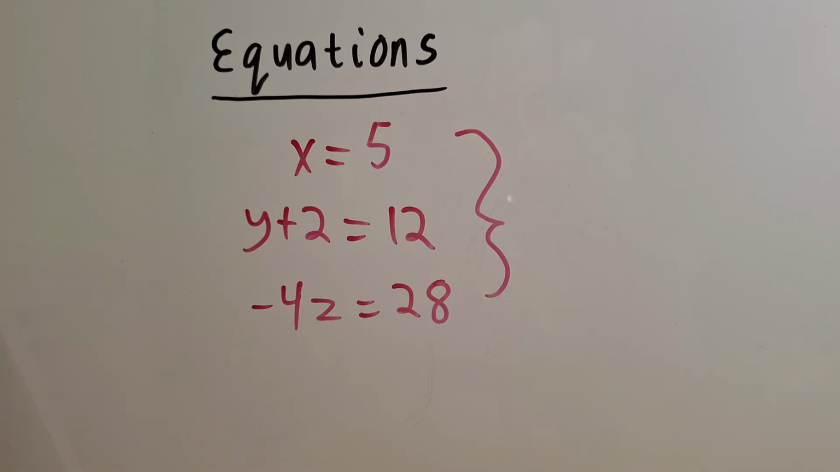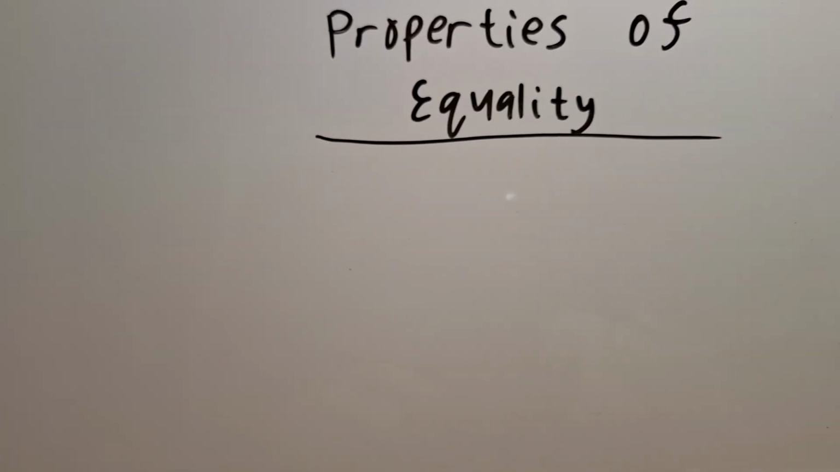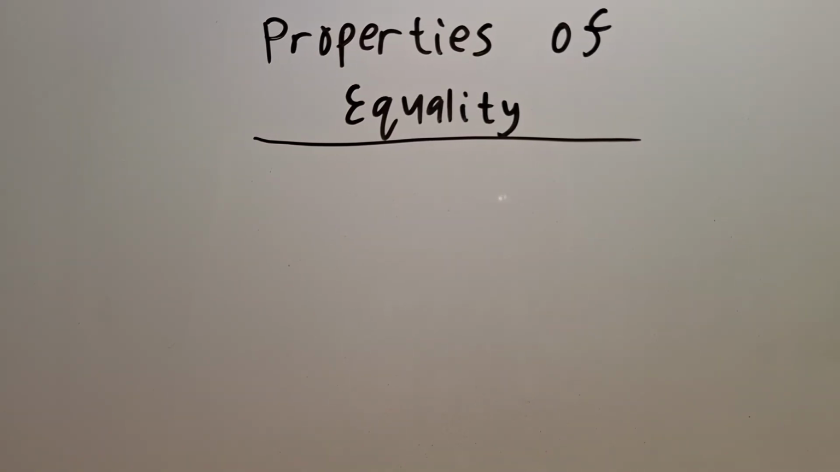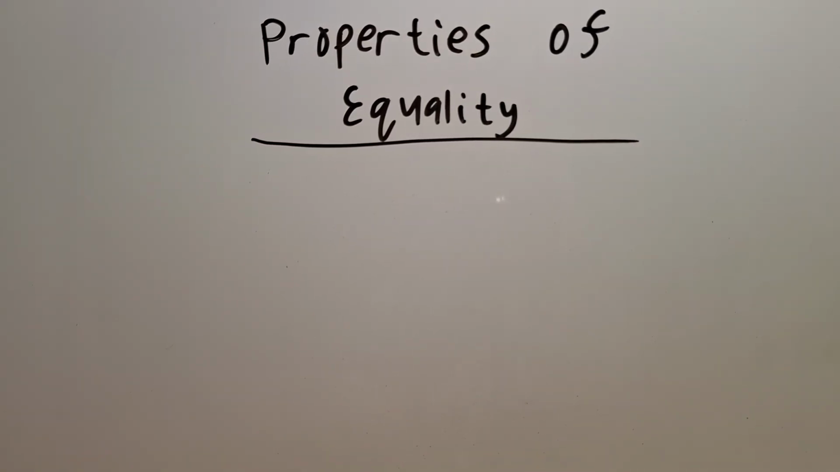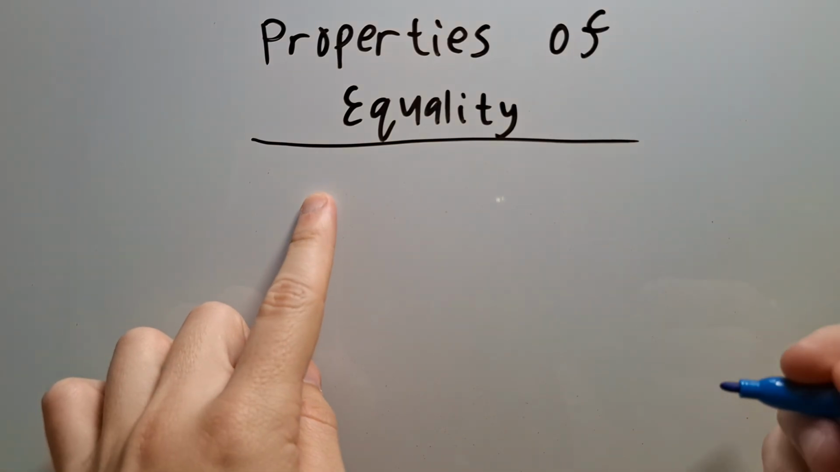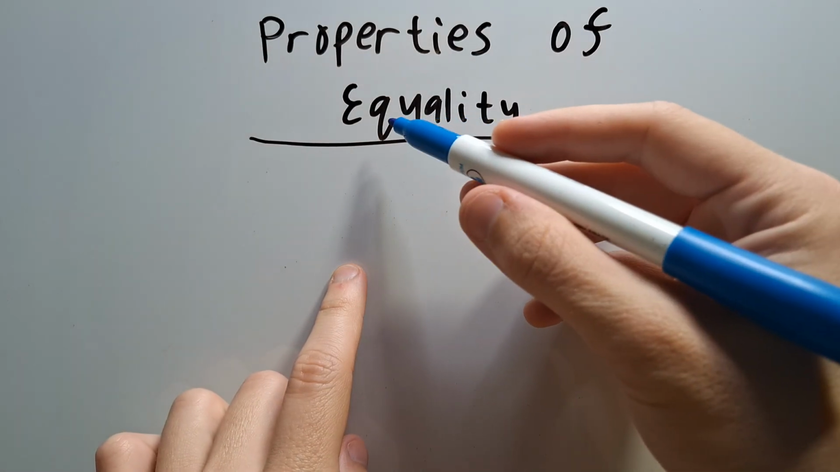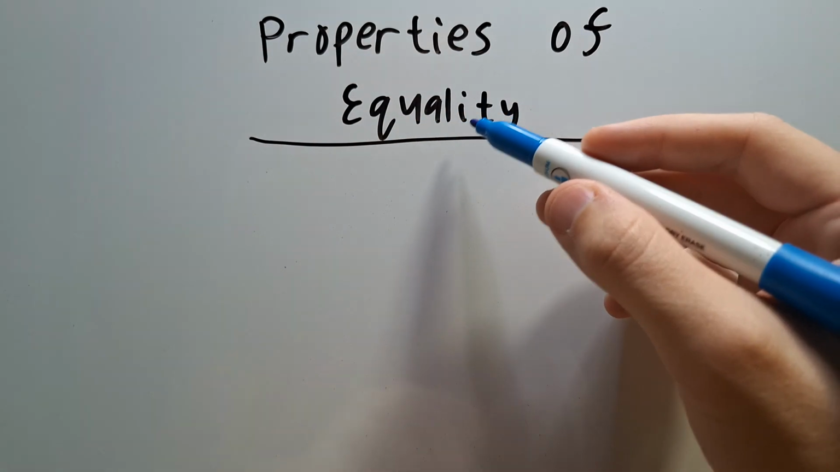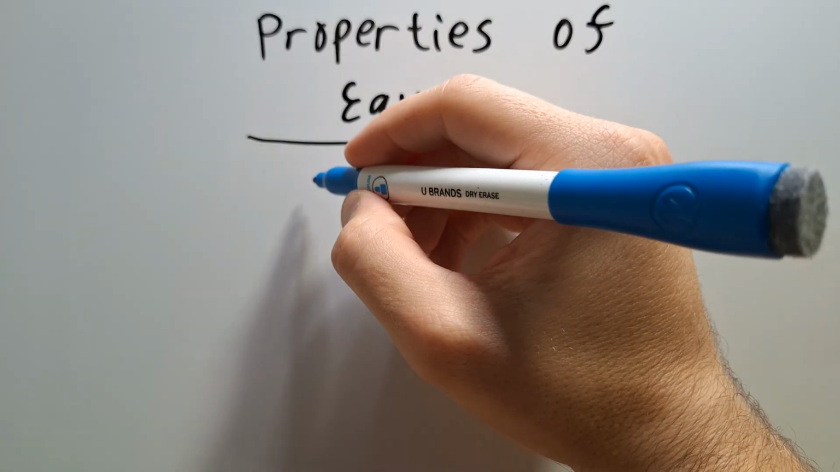Let's now talk about properties of equality. Before we go into solving equations, we have to understand what this means. So, for properties of equality, remember, equations equals equality. There's going to be an equal sign in this somewhere.